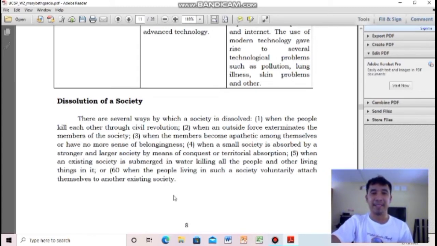So, that's it. Number 4, when a small society is absorbed by a stronger and larger society by means of conquest or territorial absorption.